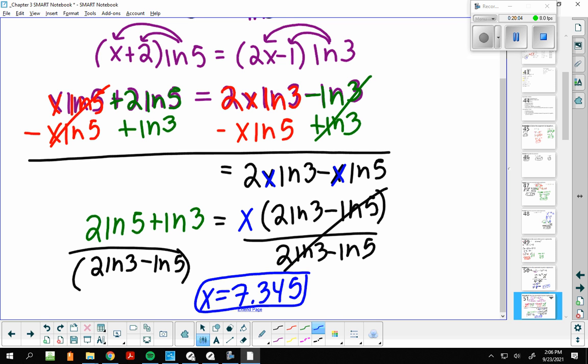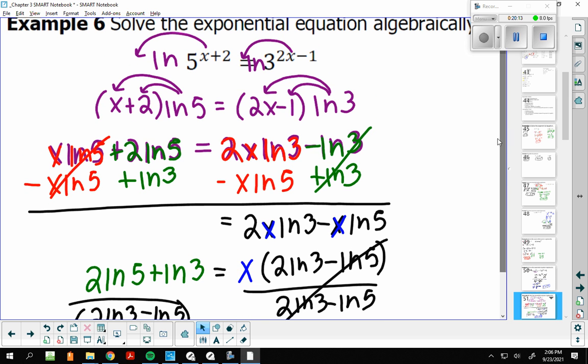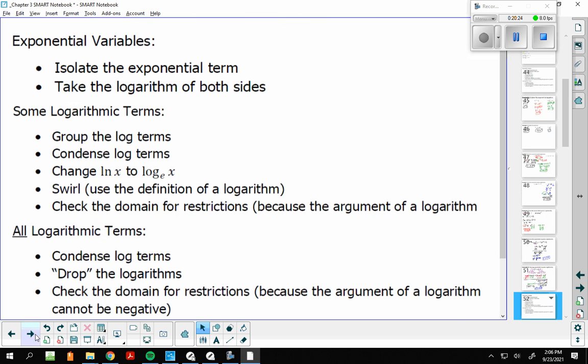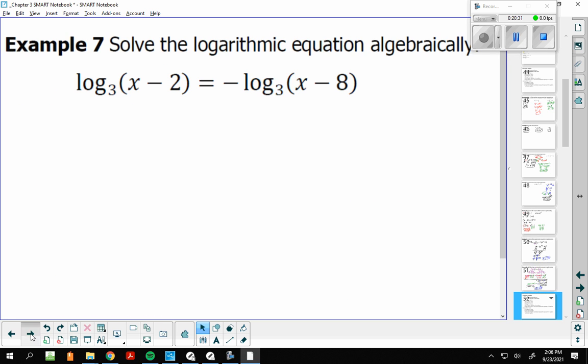We did problems exactly like this last year. I remember they were definitely a struggle on the test. But again, you've got to remember to distribute here, and then you have to think of it in terms of variables and constants. These are just numbers. All right. So far we've just done exponential equations. Now we're going to do logarithmic equations.